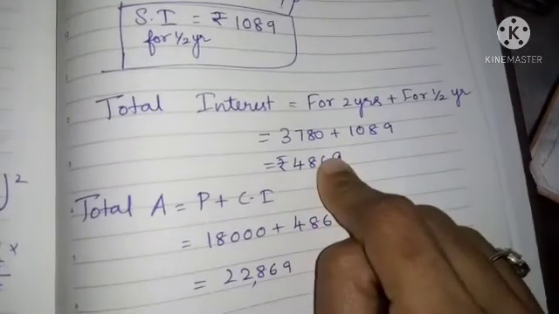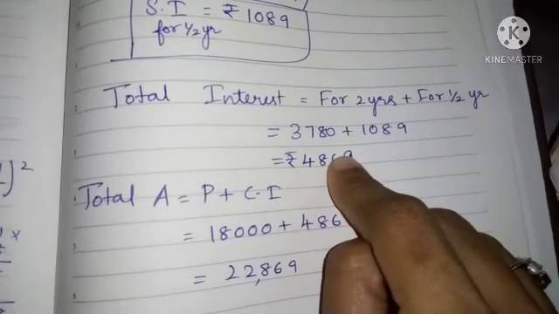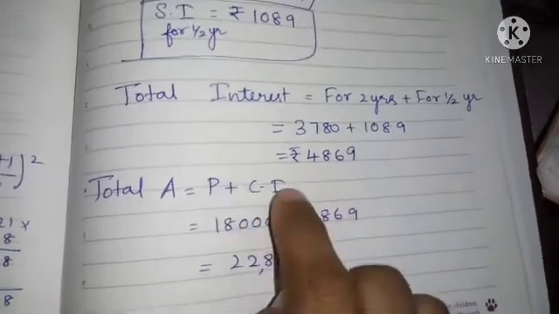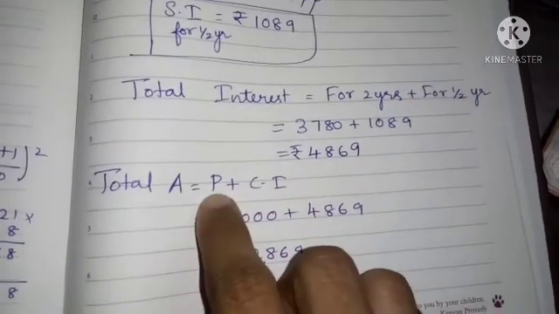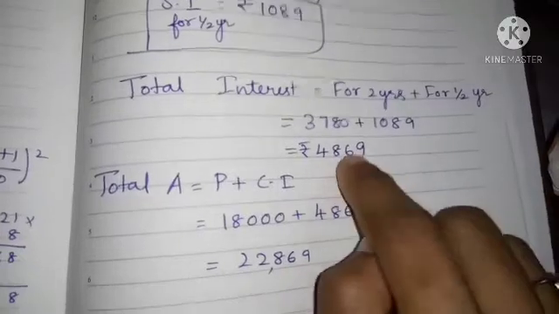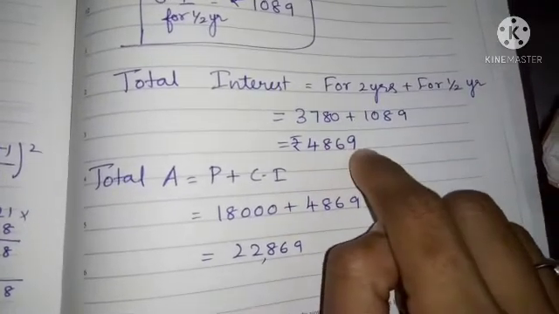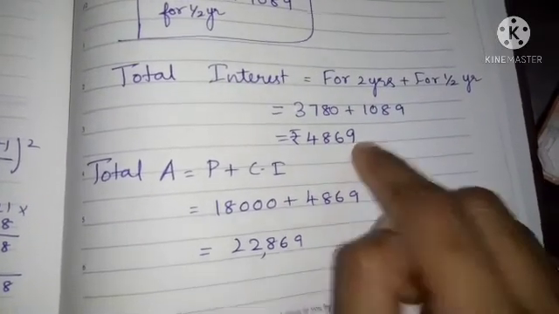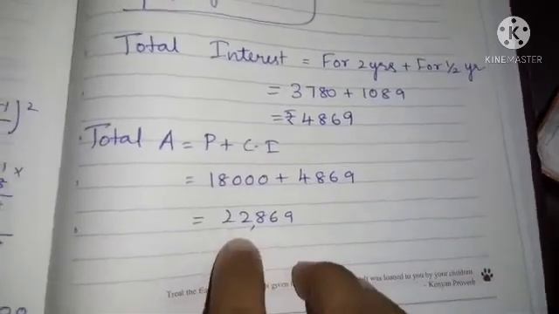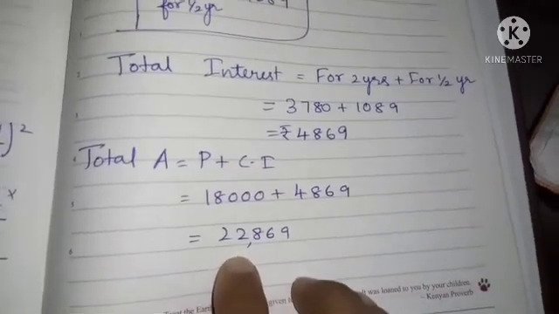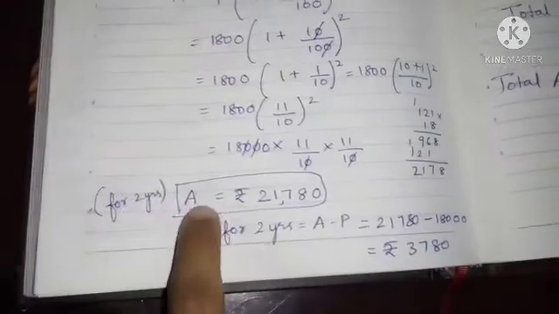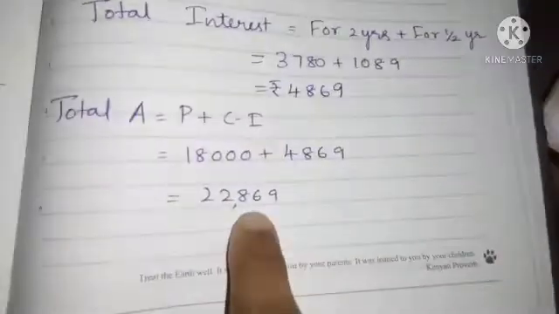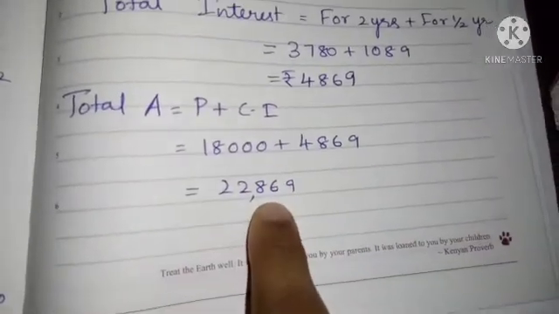Using this interest, can we find the total amount? Yes, principal plus interest. Principal is 18,000 which you got in the beginning. Total interest is 4,869 rupees which you have paid as interest. If you add both, you will get the total amount for 2.5 years. This is the amount for 2 years. This is the amount for 2.5 years. Understood?